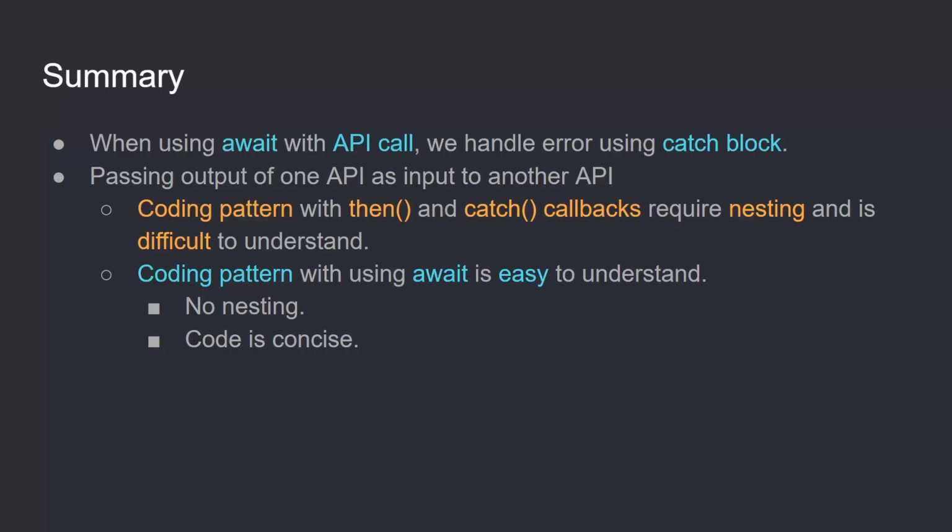To summarize, when we make an API call using the await keyword, we handle errors using a catch block. And when we have a situation where we pass the output of one API as an input to another API call, then if you go for then and catch callbacks, that requires nesting and our code is difficult to understand. Whereas if you go for the await keyword, the coding pattern is easy to understand because we do not need any nesting and our code is concise. So in this video, we have understood how to handle error conditions when an API is failing and we make the call to the API using the await keyword.